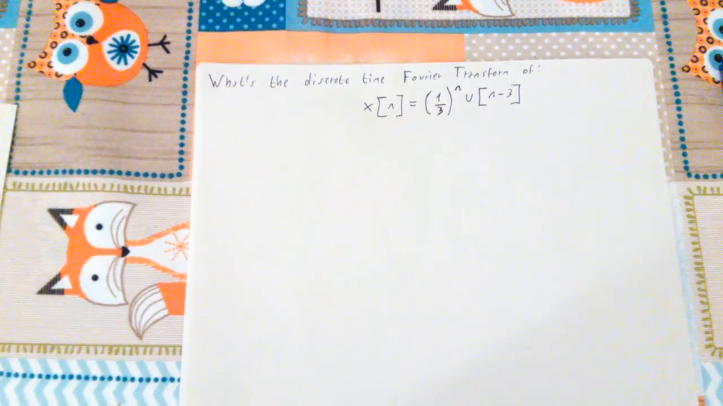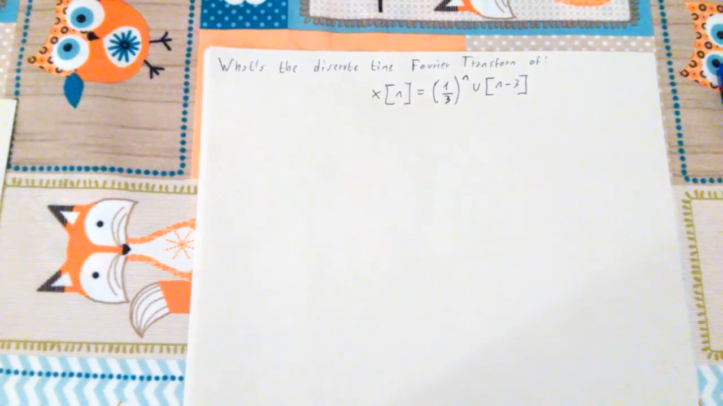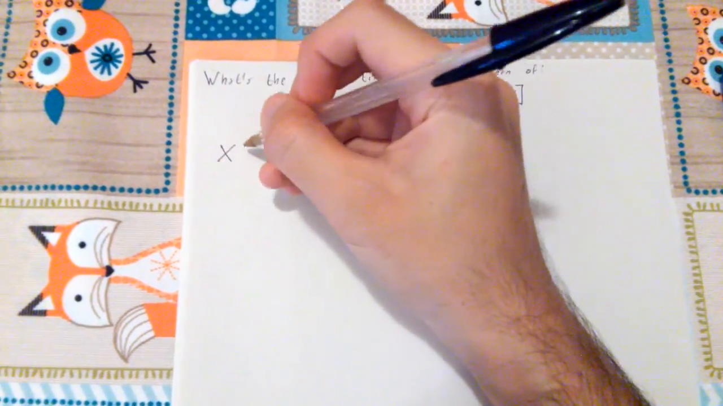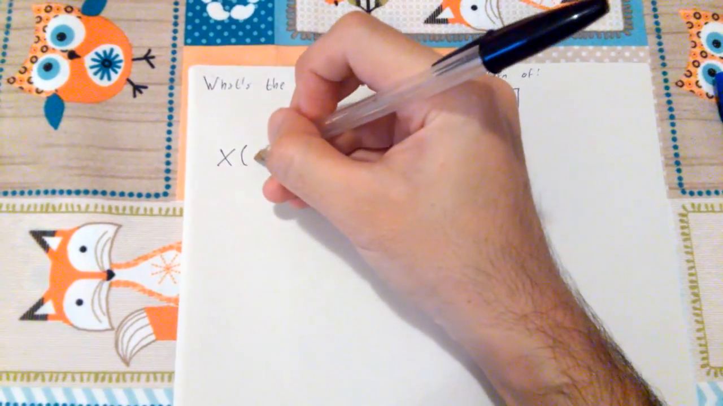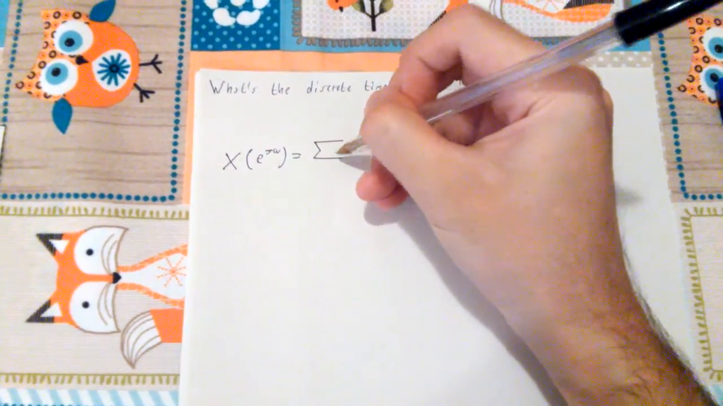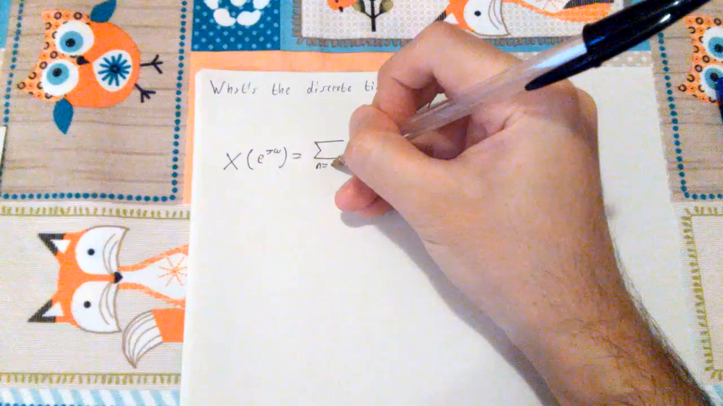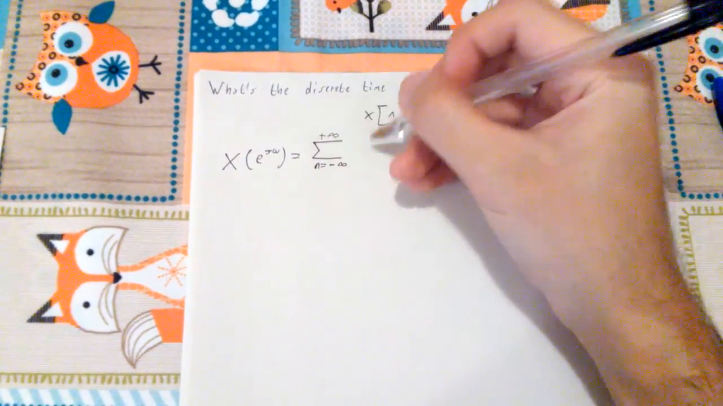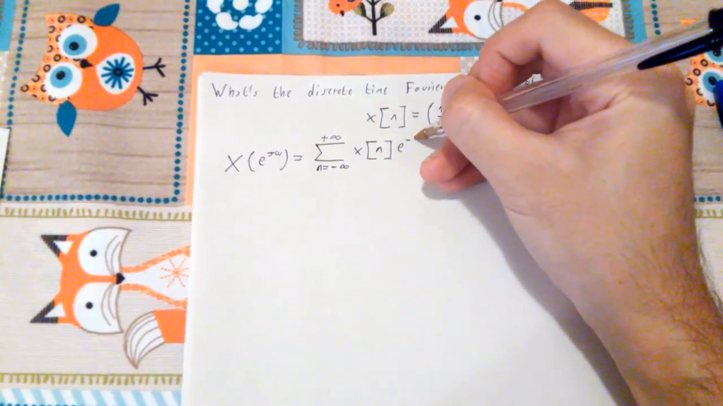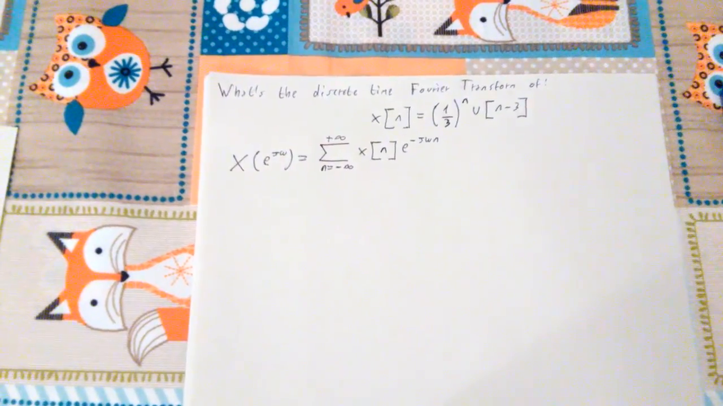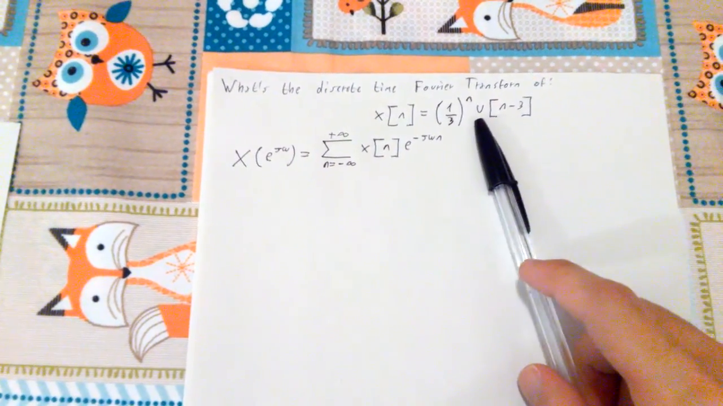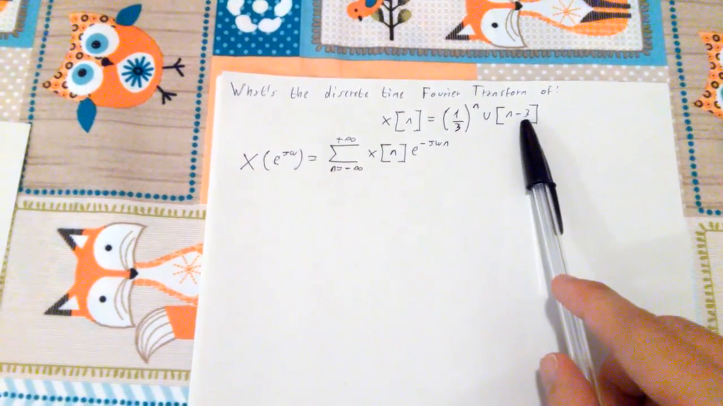Okay, so once again, let's start from the very same definition. So what does the definition tell us? Well, capital F of x of e to the j omega is equal to the sum of n that goes from negative infinity to positive infinity of x of n e to the negative j omega n. But in this case, we don't have the unit step. We have the unit step of n minus 3.